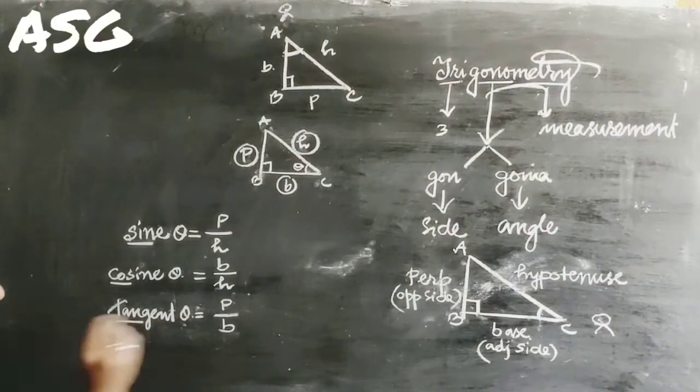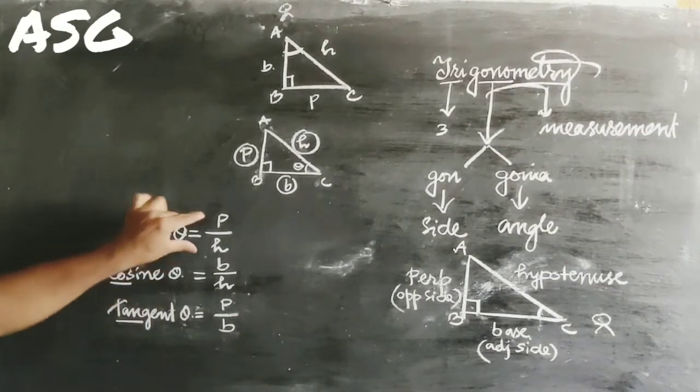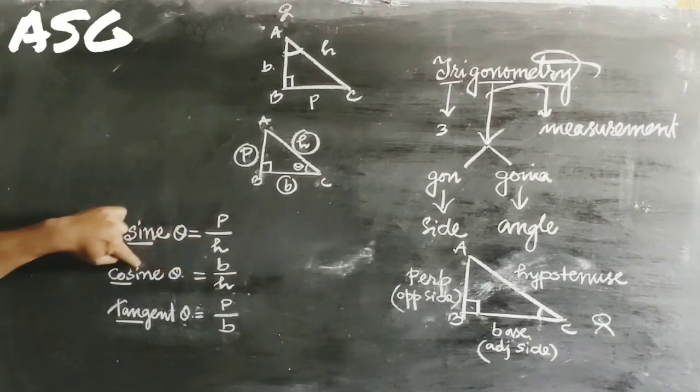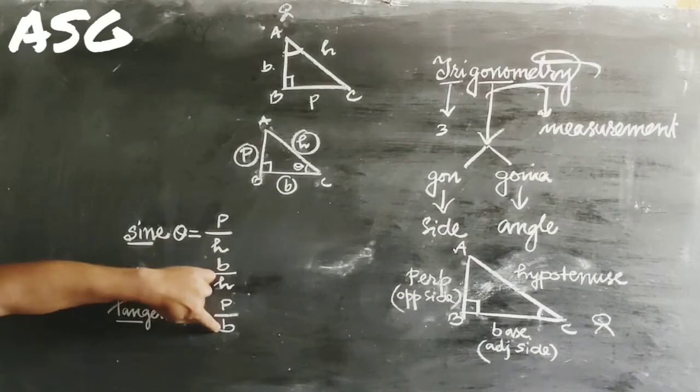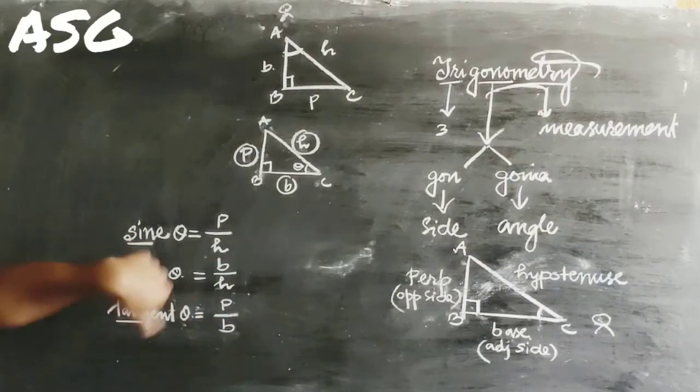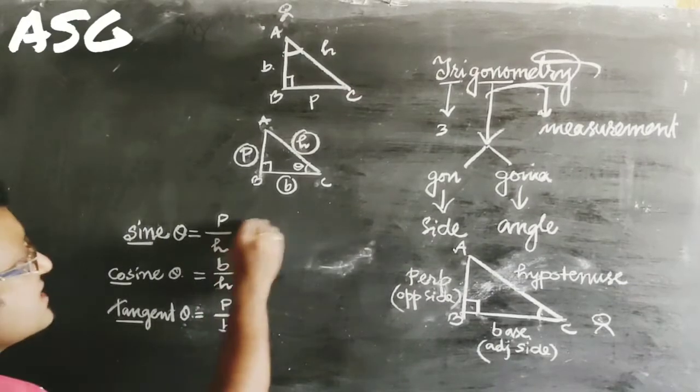In short, we write tan. That means basically we got three ratios here: perpendicular by hypotenuse, which is sin theta; base by hypotenuse is the cos theta; and perpendicular by base is the tan theta, or in full form it is tangent theta. From this we can get another relationship.